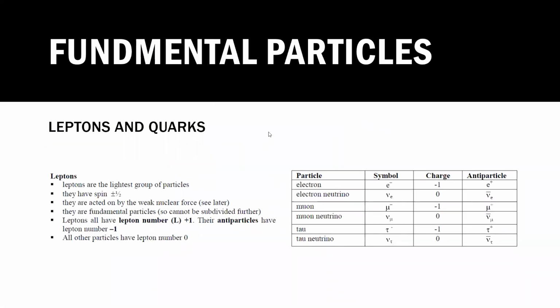Among the fundamental particles, some experience the strong nuclear force, and we call them quarks, and some experience the weak nuclear force, and we call them leptons. So this is the lepton family. You have 6 leptons, which are electron, electron neutrino, muon, muon neutrino, tau, and tau neutrino.